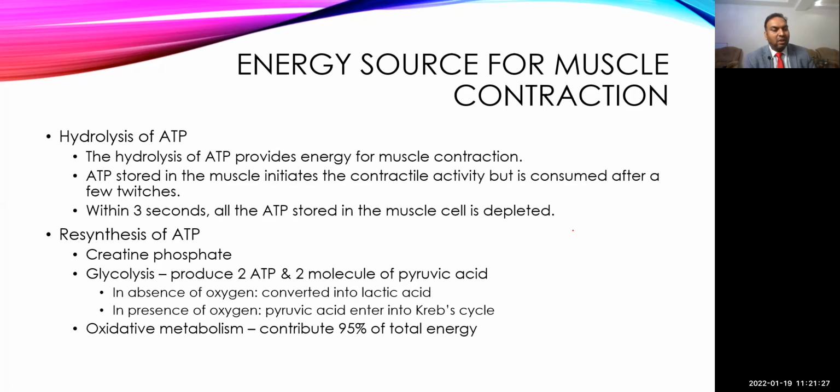And in the presence of oxygen, aerobic metabolism occurs, and that pyruvic acid goes into the Krebs cycle and can provide energy. The third form is oxidative metabolism, that is from the Krebs cycle, and that's a major source of energy. And we can keep on working the muscles if we utilize only aerobic metabolism. That's why we usually ask people to do aerobic exercise for weight reduction, so that they can spend energy for a longer time.